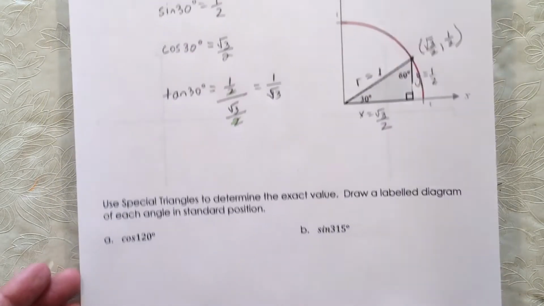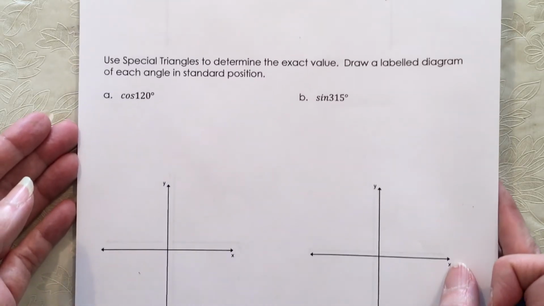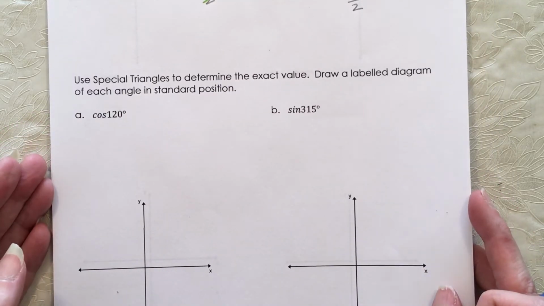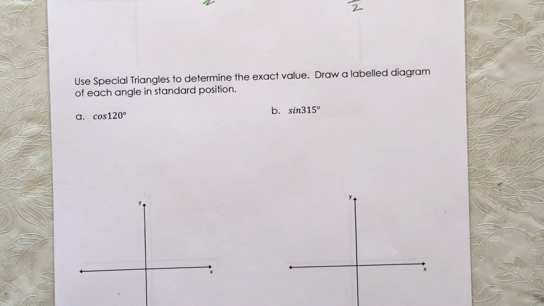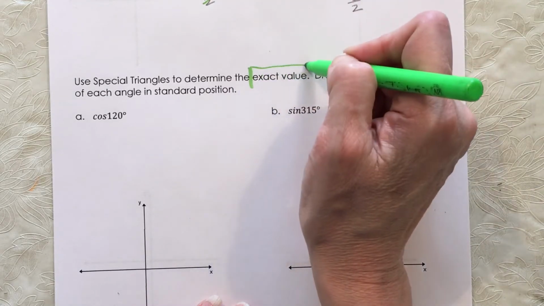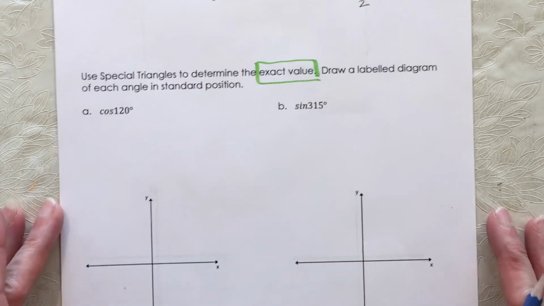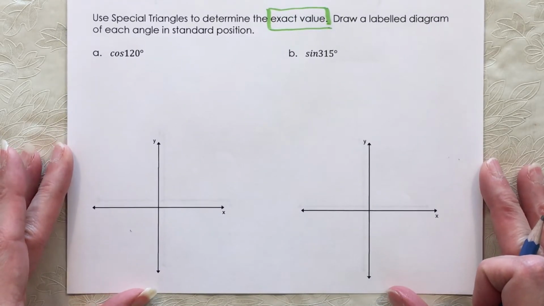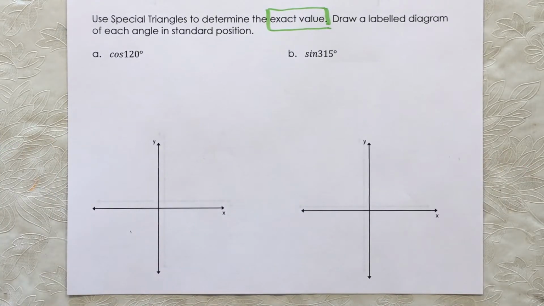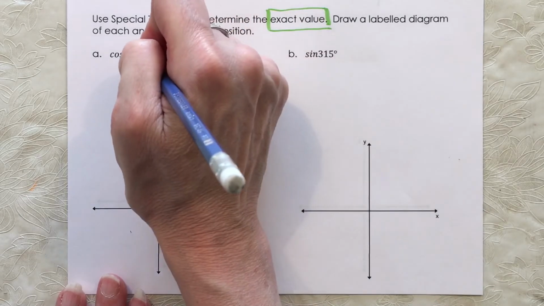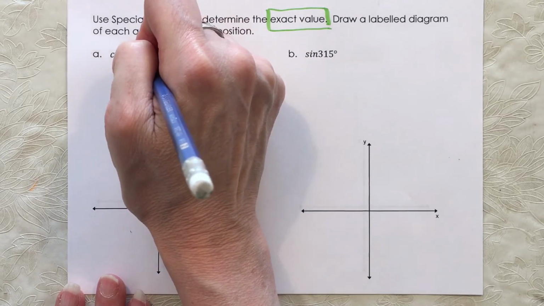All right, so now we're going to use special triangles to determine the exact value. Okay, so this idea of exact value, so not a decimal approximation, but exact value is why we're using special triangles. And we're going to draw a labeled diagram of each angle in standard position, so that goes back to what we did yesterday. So we want the exact value of the cosine of 120 degrees. So how do we go about doing that?